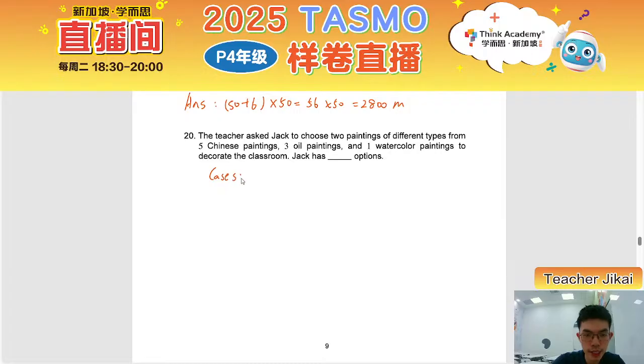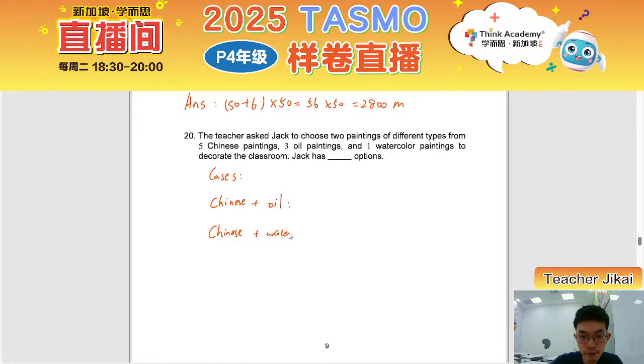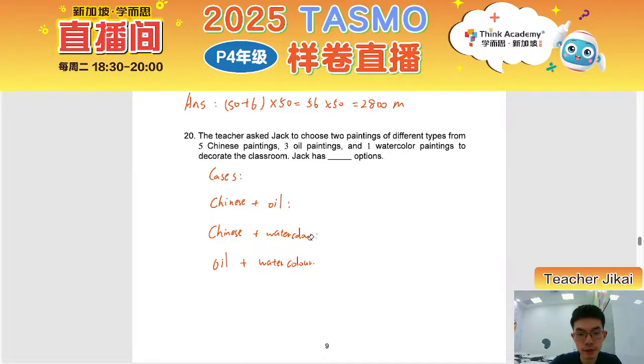So for the cases here, I can choose one Chinese painting and 1 oil painting, right? Or I can choose 1 oil painting and 1 Chinese, it could be the case, right? Or I can choose 1 Chinese and 1 watercolor. Or I can choose 1 oil and 1 watercolor. Just like this, right? 1 oil, 1 watercolor.